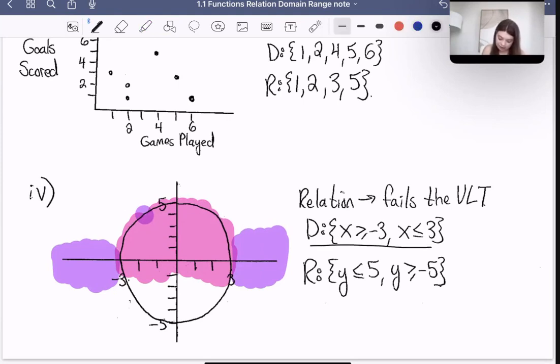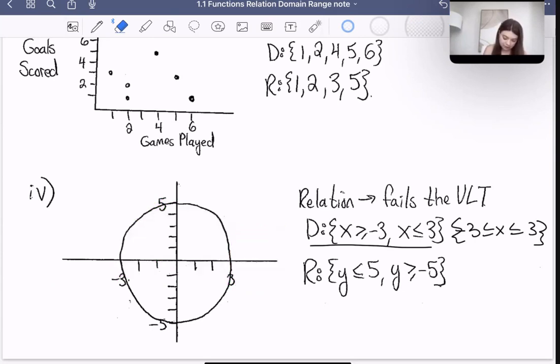So the domain is everything that must be greater than or equal to -3, but less than or equal to 3. So we can write this, or we could even just write -3 ≤ x ≤ 3. We can also just write it like that. That will also work. We just have to show that it starts at -3 and stops at 3, and it does include those two values.